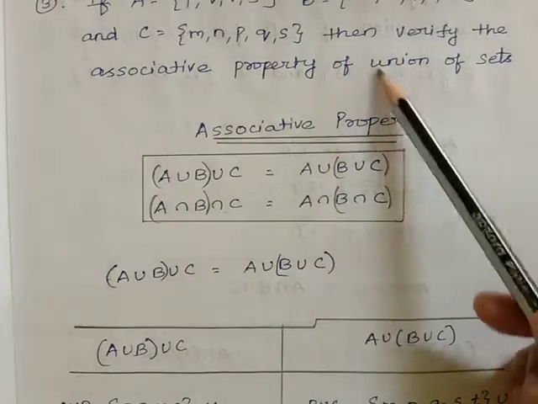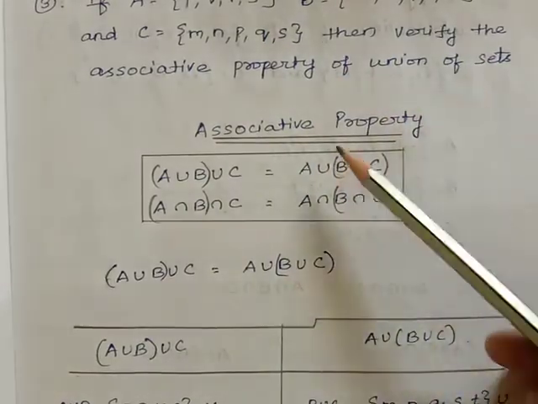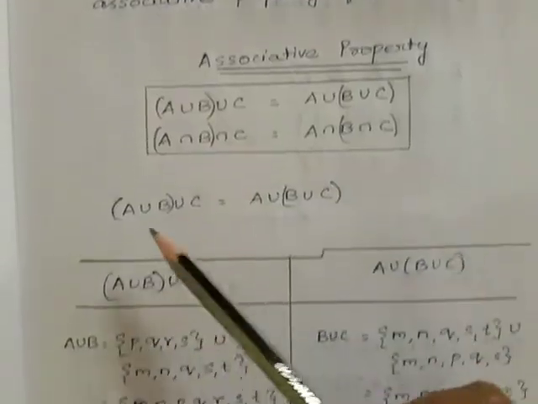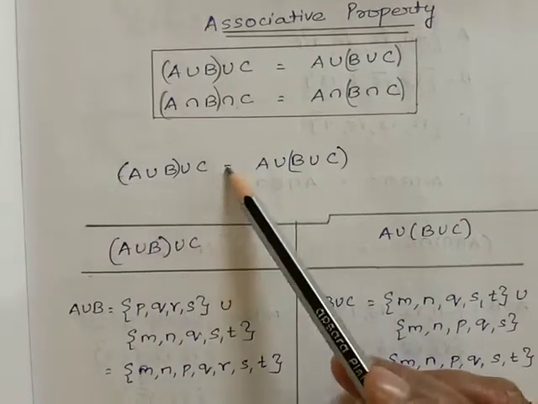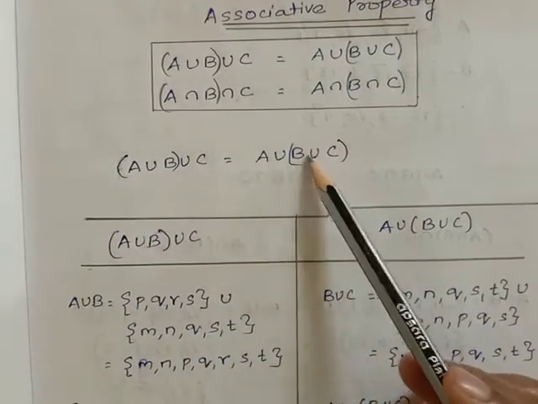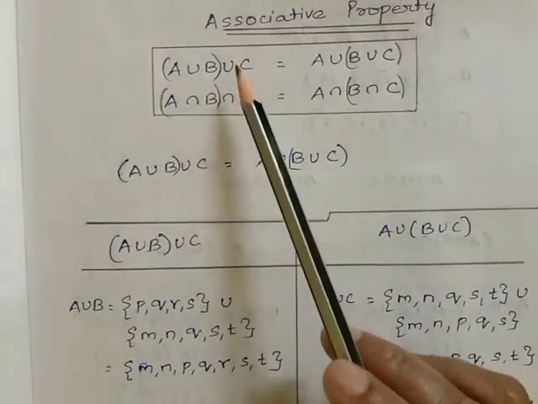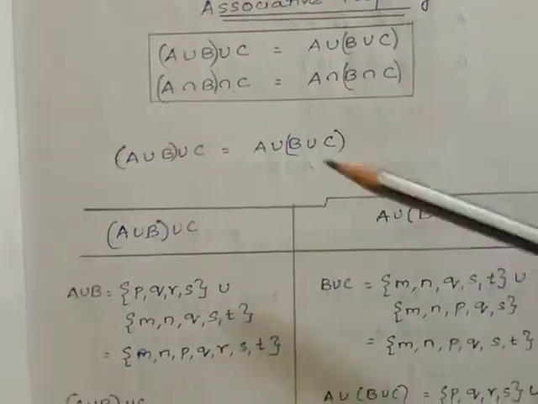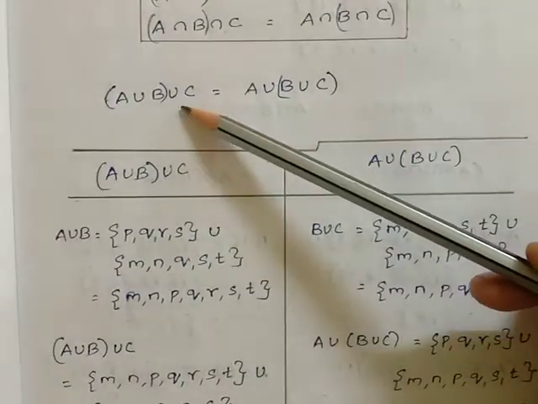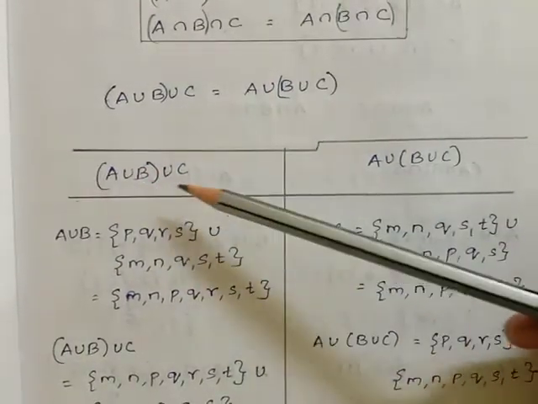Here in the question they have asked union of sets, so we have to write the first one. Therefore (A union B) union C is equal to A union (B union C). So if they ask union, you have to write this one. If they ask intersection, you have to write this one. So first we'll find the left hand side, (A union B) union C.